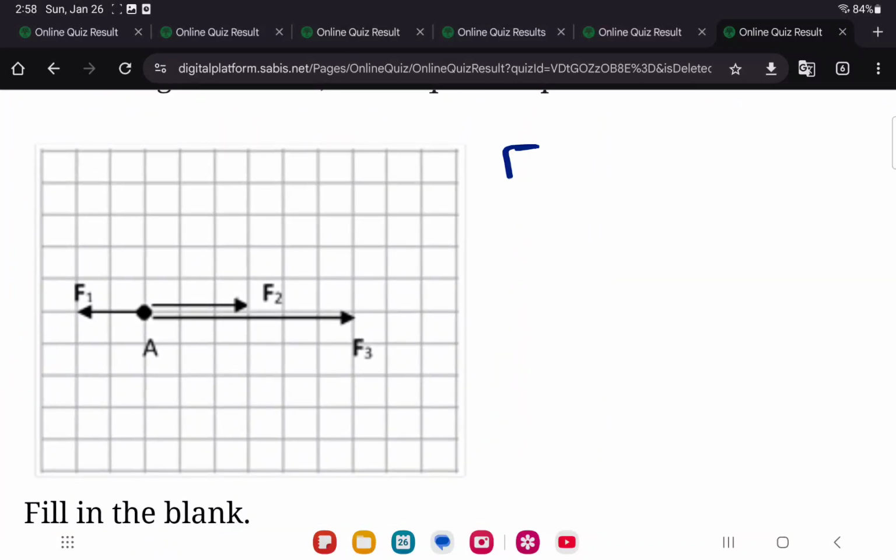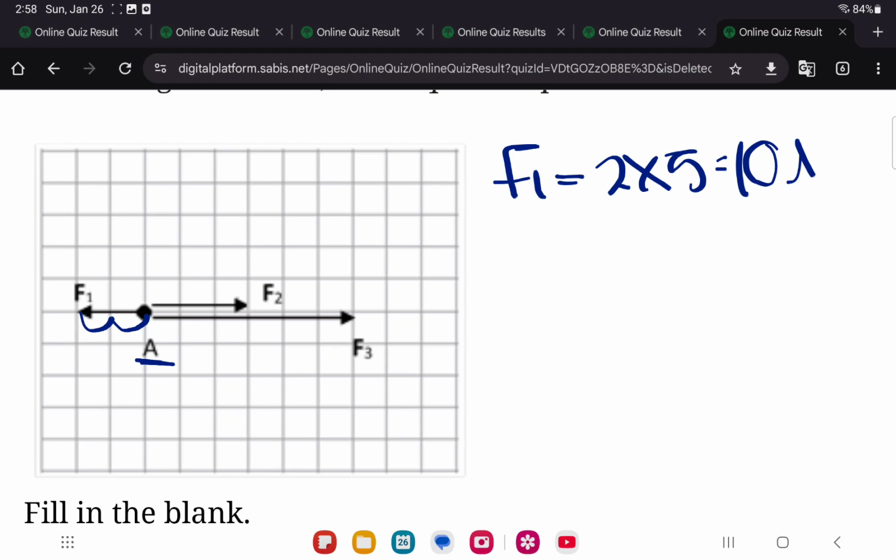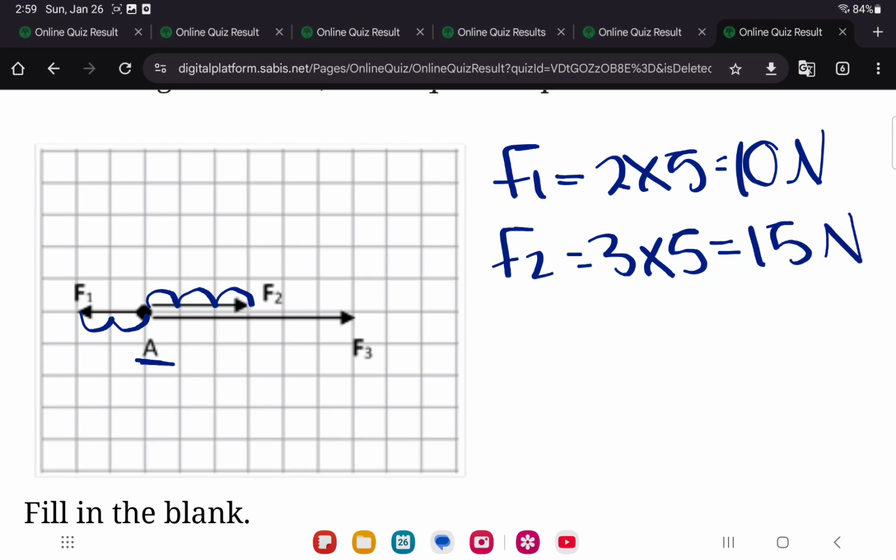Okay, so F1 is going 1 and 2 from A. We're talking about A here, okay? So it's 2 times 5, because we know that each square is 5 newtons. So it's 10 newtons. Don't forget to write units in the written part. And then F2, it goes 1, 2, 3. So 3 times 5, which is 15 newtons.